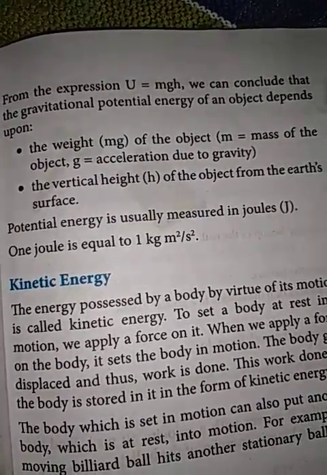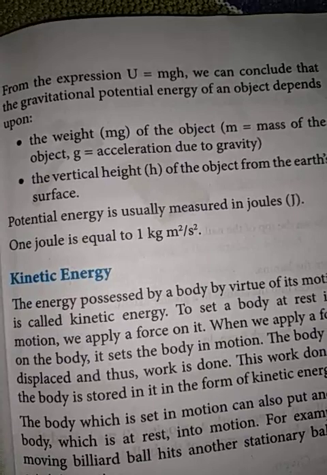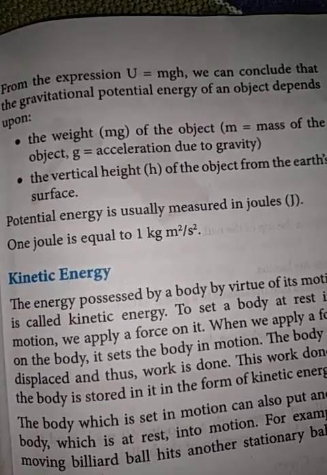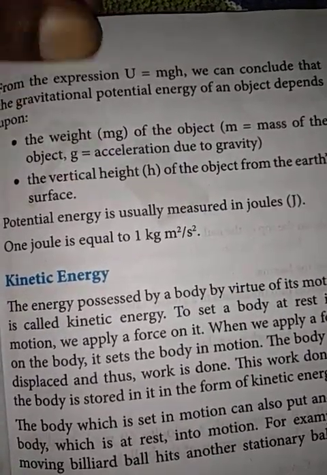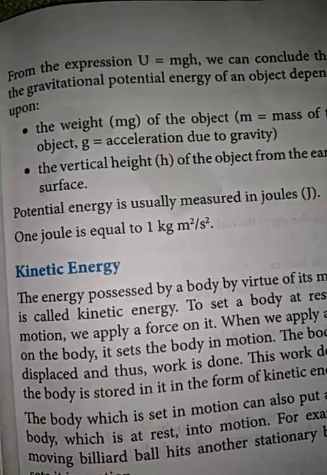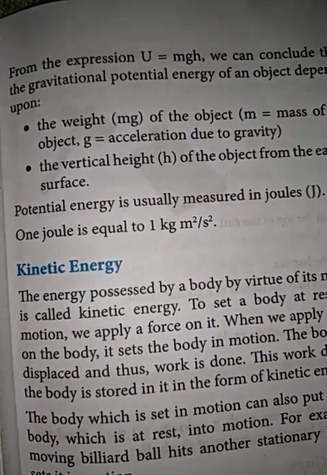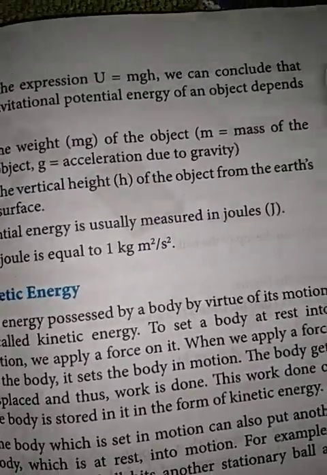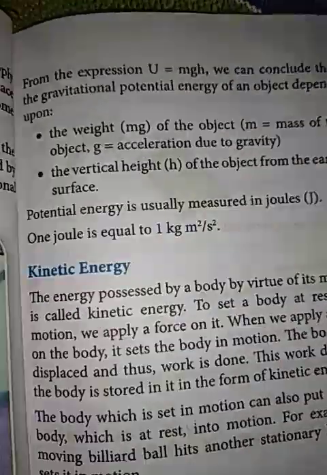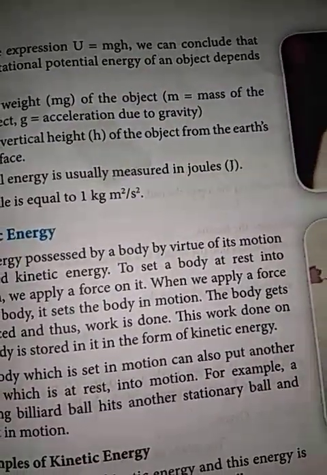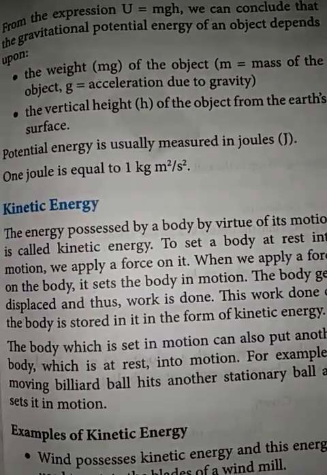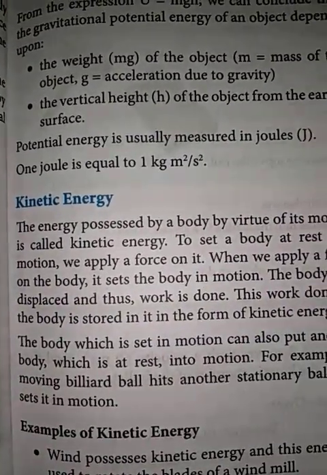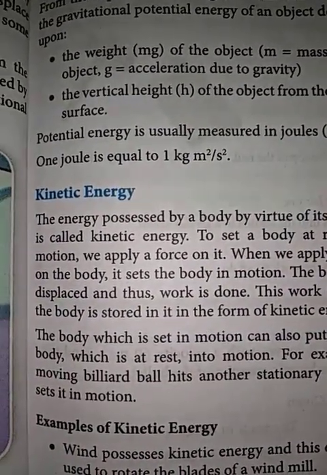So generally, energy is measured in joules. So 1 joule is equal to 1 kilogram meter square per second square. This is all about the potential energy.